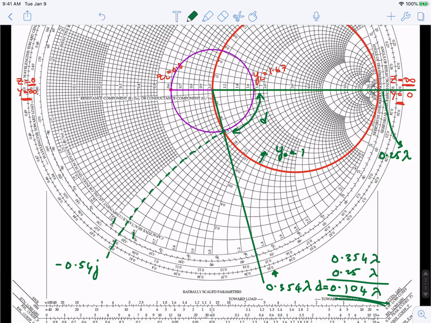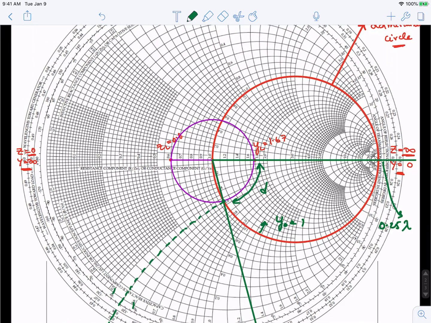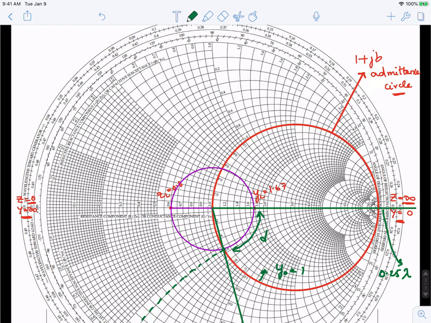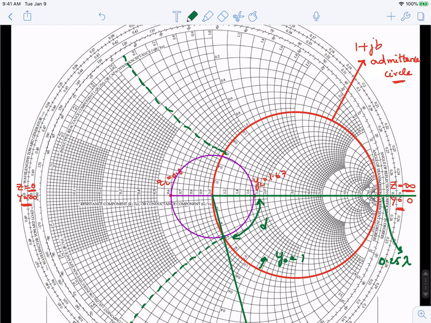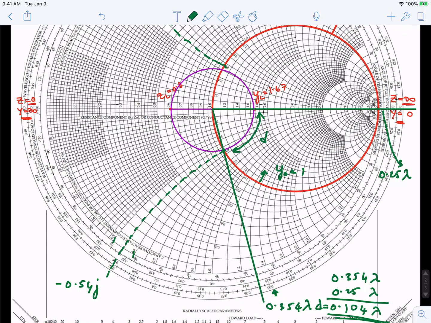Now all that we have to do is add a positive 0.54 j. Now where do we find the positive 0.54 j? The positive 0.54 j is somewhere here. Yeah, the positive 0.54 j is somewhere here. So all that we are supposed to do at this point of time is find out how do we add that. Okay, so we have to add a 0.54 j. How do we do that?